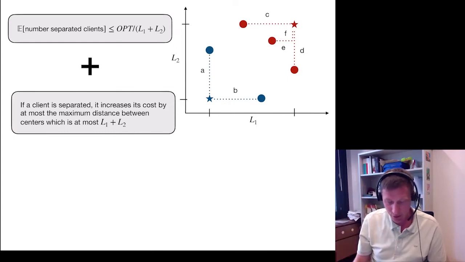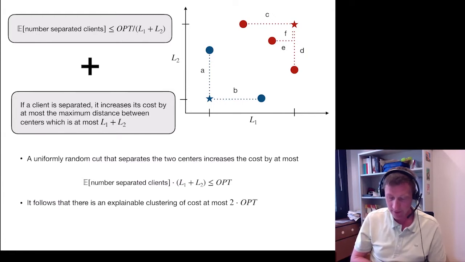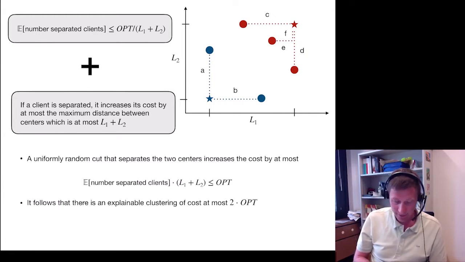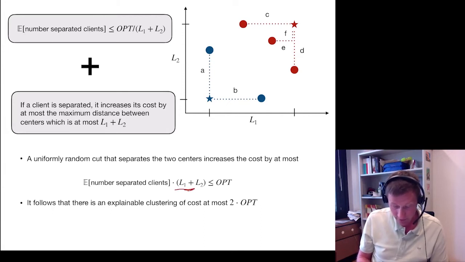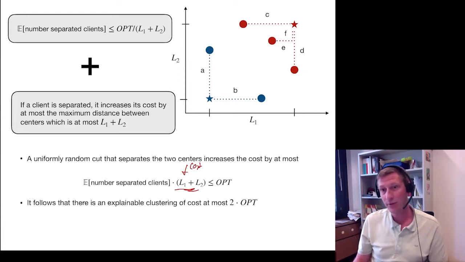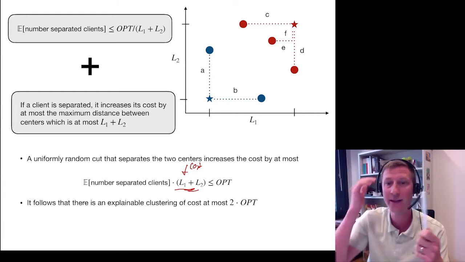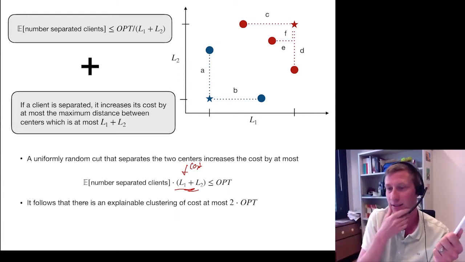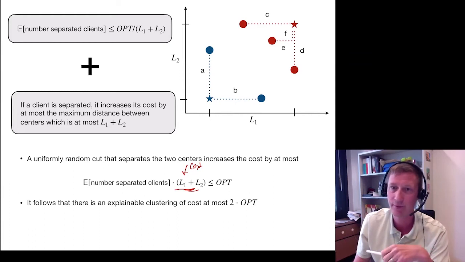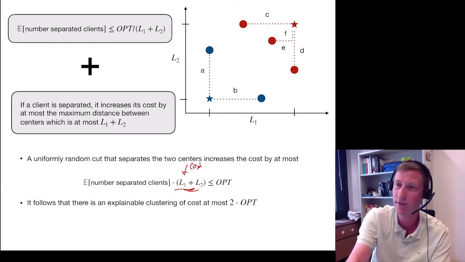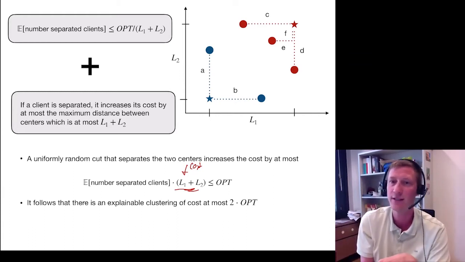Okay, so that's our second observation, and now you combine the two. If I take a random cut, then the expected number of separated clients times L1 plus L2, which is the cost increase of each separated client, is at most opt. So I increase the cost by at most opt, and it follows that there's an explainable clustering of cost at most 2 times opt. I started with the cost of opt, I increase it by at most opt, so I get 2 times opt.